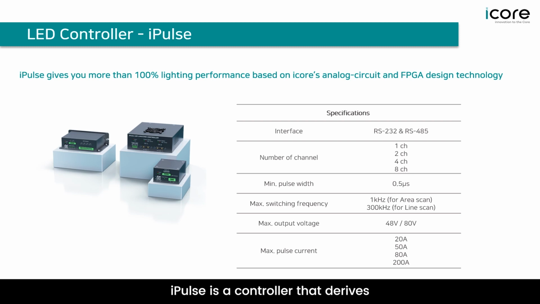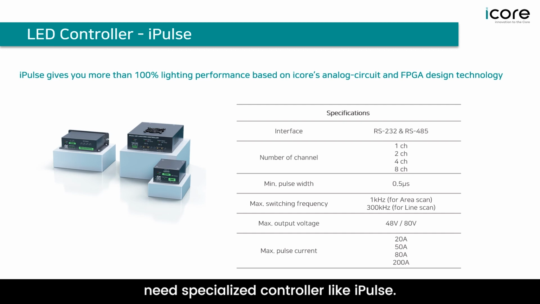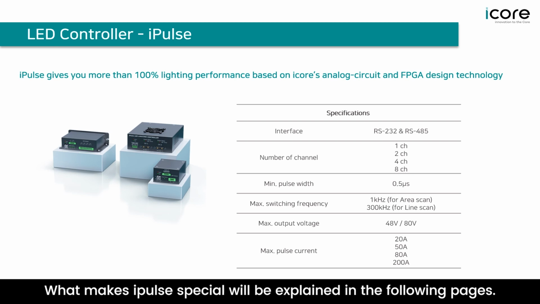iPulse is a controller that derives more than 100% performance from LED based on iCore's analog circuit and FPGA design technology. It is quite different from the controllers that come with LED. They can be suitable for normal applications, but some applications where very intensive lighting is required need a specialized controller like iPulse. What makes iPulse special will be explained in the following pages.